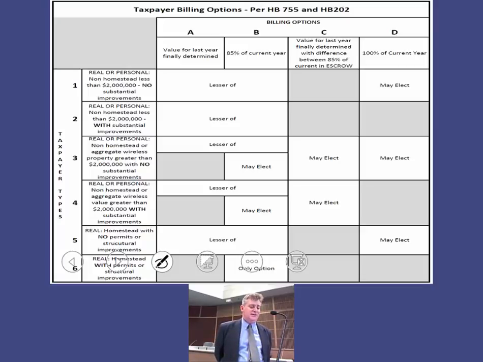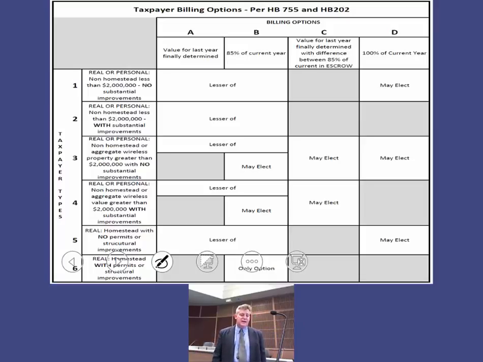There's exceptions to that that's indicated in this grid. Homesteaded property with improvements in the current year, they have to get a property tax bill at 85% of the current year value. And even property with a fair market value greater than $2 million, they have a unique billing option also. Part of their 85% bill that the taxpayer requests can be put into an escrow account.